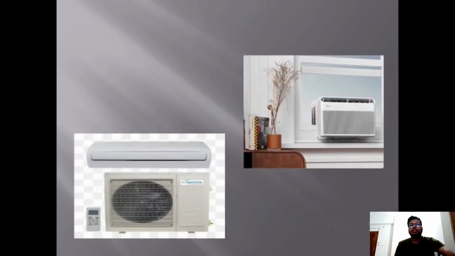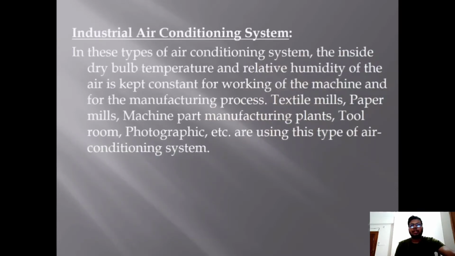Going to the next slide, as you can see from the pictures, these two pictures are comfort air conditioners. There are 1 ton, 1.5 ton, 2 ton, and 5 ton split ACs and wall hanging ACs, known as comfort air conditioners. This is the front unit and this is the outside unit. So this is all about comfort air conditioners. Going to the next slide, I'm covering the topic of the industrial air conditioning system. So what is an industrial air conditioning system?